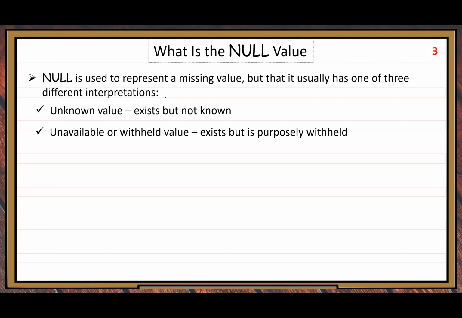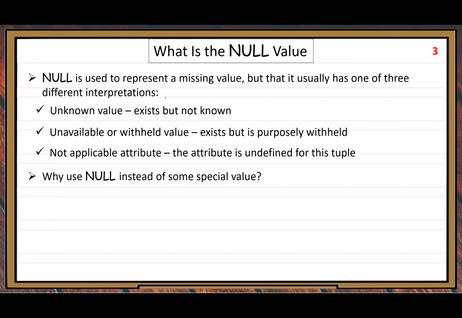And another one, not applicable attribute. It does not make sense here. It happens, right? So the attribute is undefined for this tuple. We have business needs like this, right? I think you have examples from your daily life. I encounter such things myself. Not applicable.